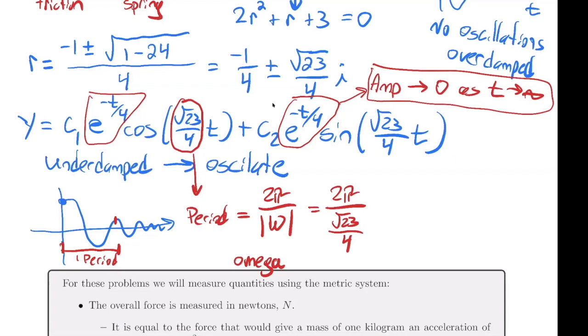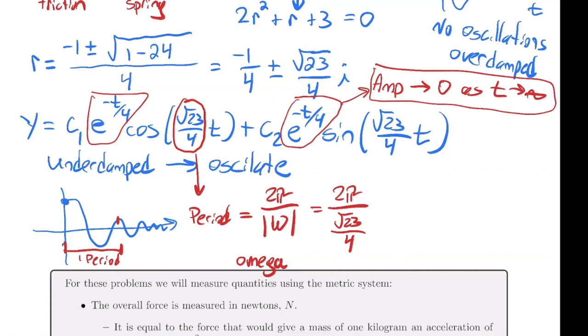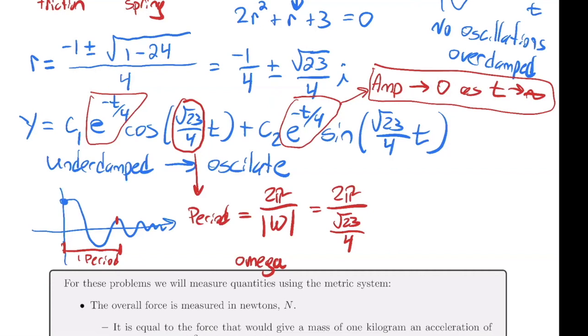And one thing to just know is that this is what happens when we do problems in the real world, is that these numbers don't necessarily work out beautifully. Okay. Any questions so far?